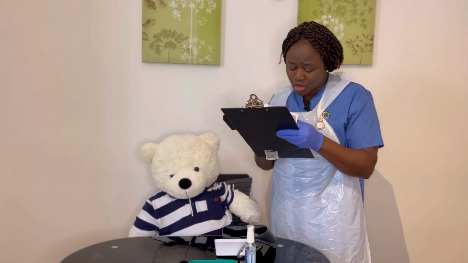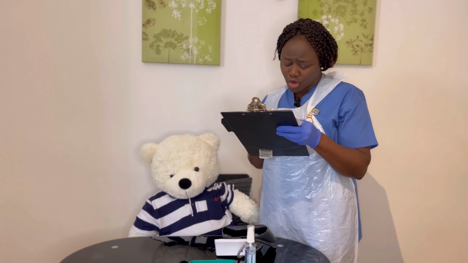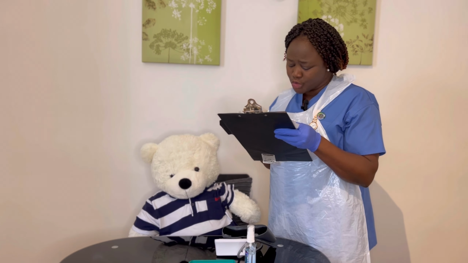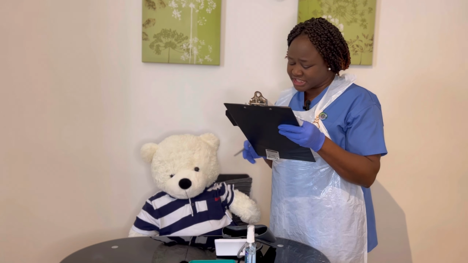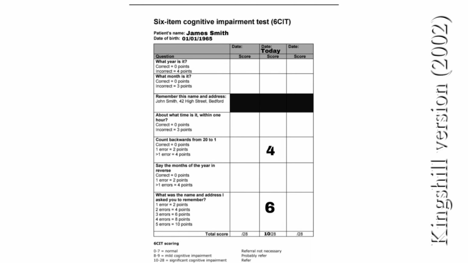That's wonderful. So, regards the 6CIT form, I can see you have a score of 4 when you need to count backwards from 20 to 1. You missed more than 1, and you had a score of 4 in that. And as regards repeating the 5 components address that was given to you to keep in mind, you had a score of 6. That means you had 3 errors as regards repeating that as well. Is that true? Yeah. So you've got a total score of 10 over 28.